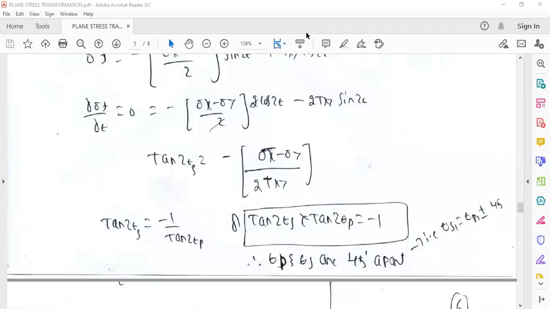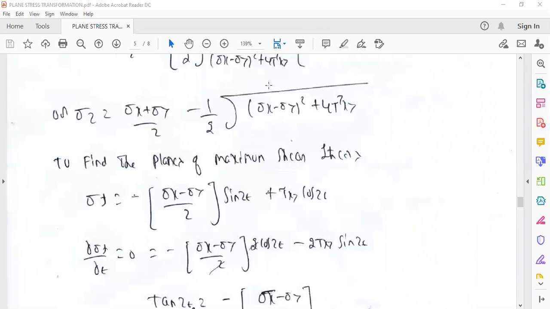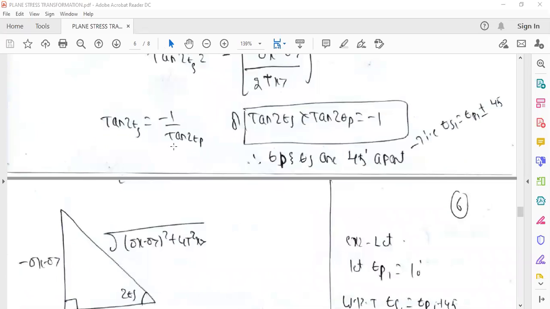So what is your inference when you get tan 2 theta s into tan 2 theta p is equal to minus 1? What does it mean? When two lines are perpendicular to each other, then the product of the slopes is equal to minus 1. This is tan 2 theta s into tan 2 theta p, which is equal to minus 1. Then they are mutually perpendicular to each other.